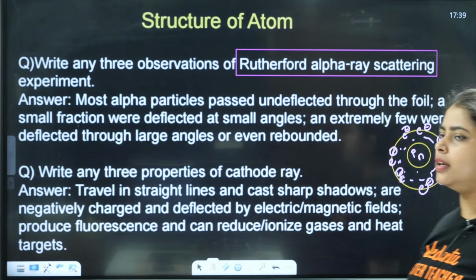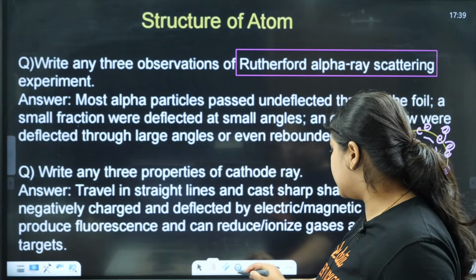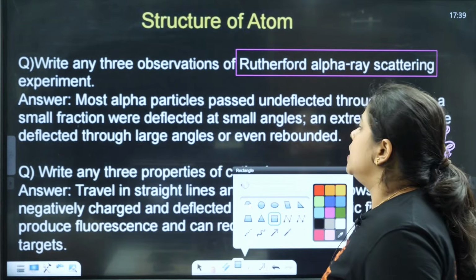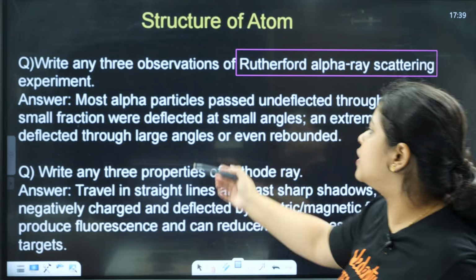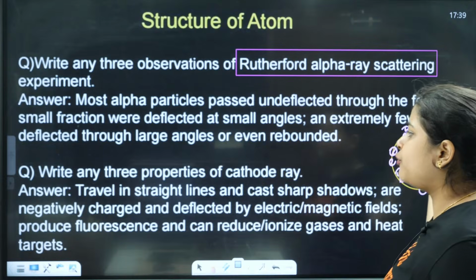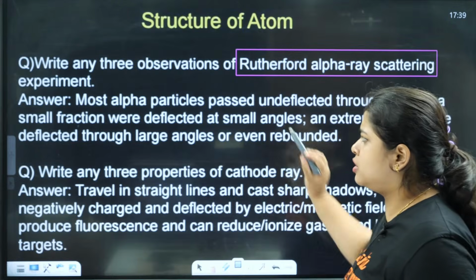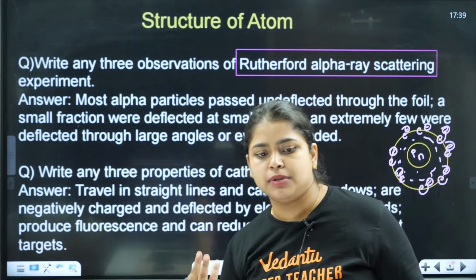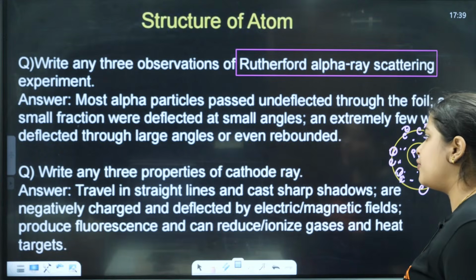This is what was explained by Rutherford's alpha ray experiment. So I'll write it here. You can concentrate. Most alpha particles pass undeflected through the foil and a small fraction were deflected at a small angle, and extremely few were deflected through large angles or even rebounded. This is a short form, but they have told 3 observations. You can write it in this way also. Clear?